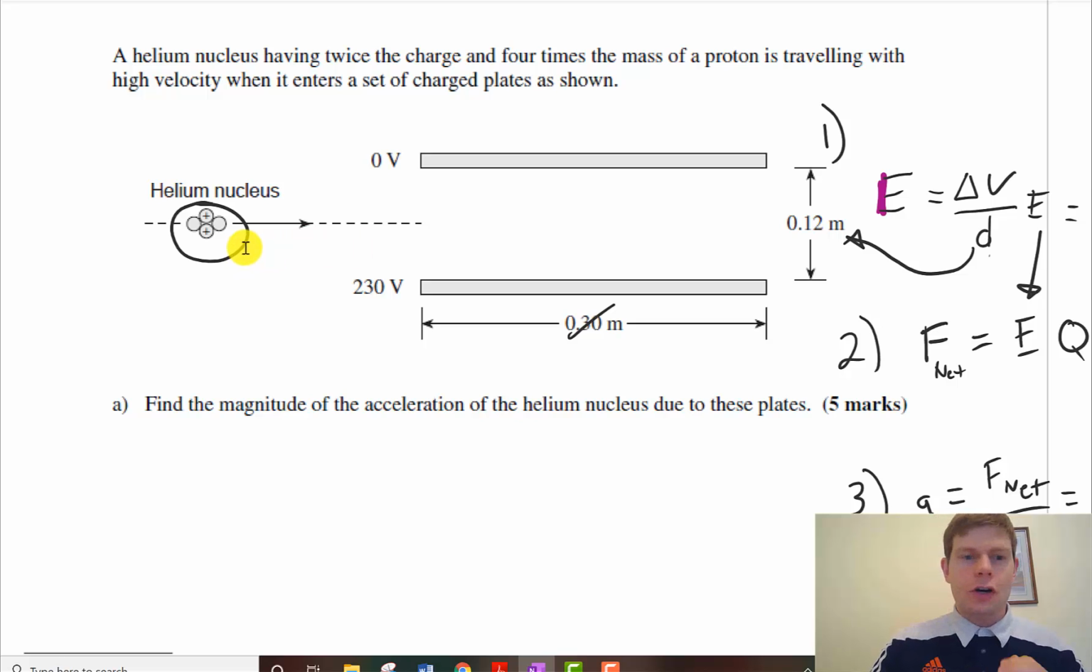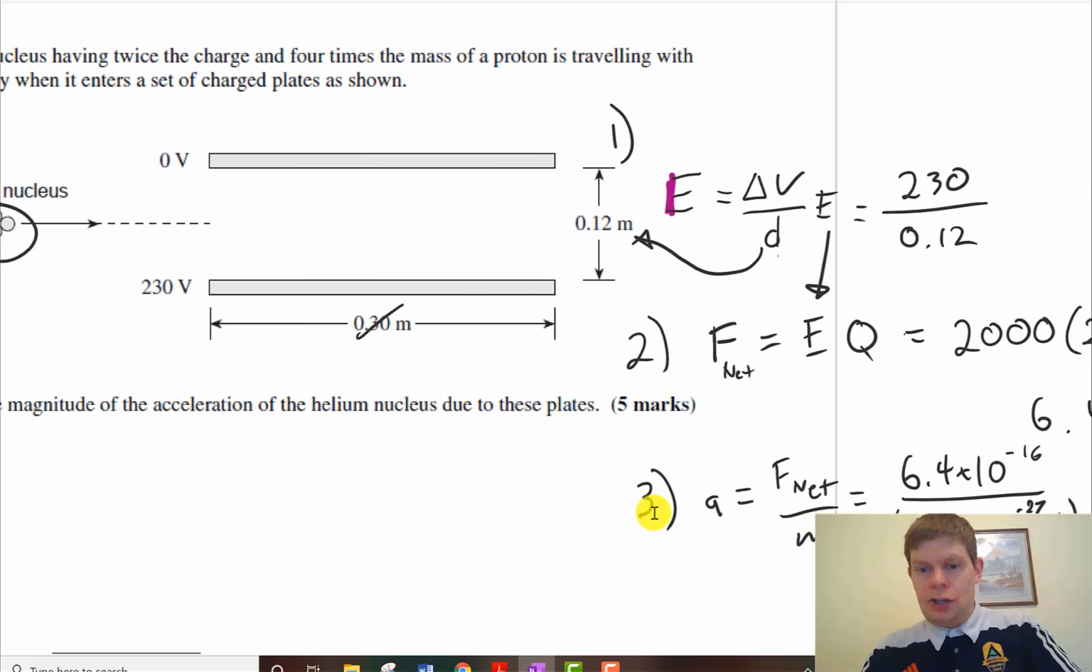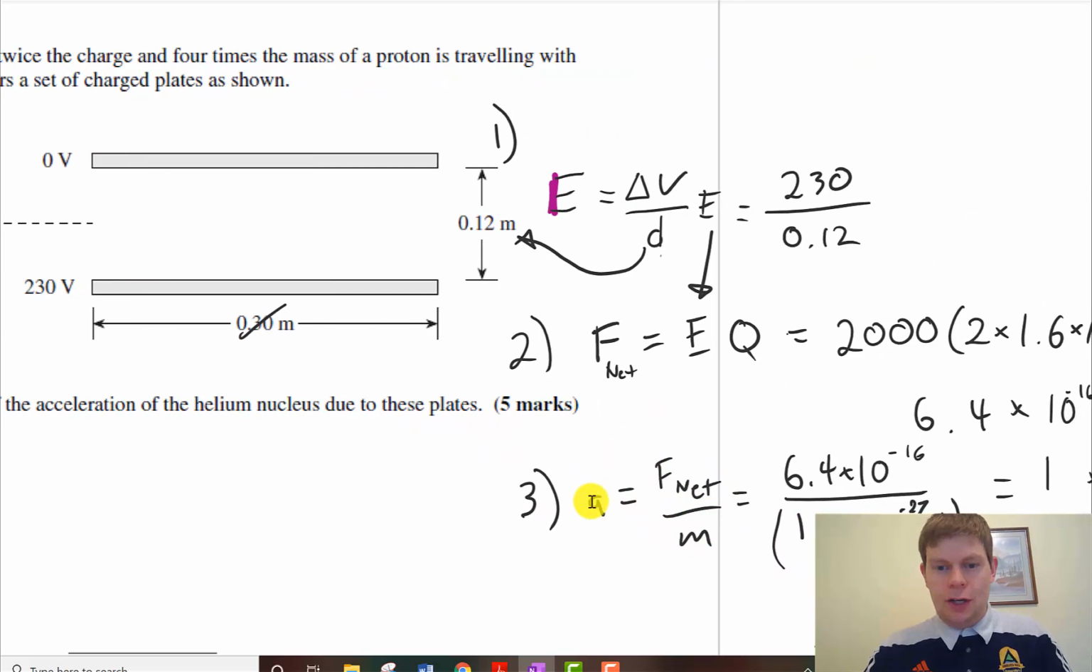Our final goal is to figure out the acceleration, for which we're going to use F net equals m times a. So starting at our last goal, the only acceleration thing that we know is F net divided by m. That will apply in this case. But to find F net, we're going to need to find the electric field. The easiest way to find the force is the electric field strength times the charge.